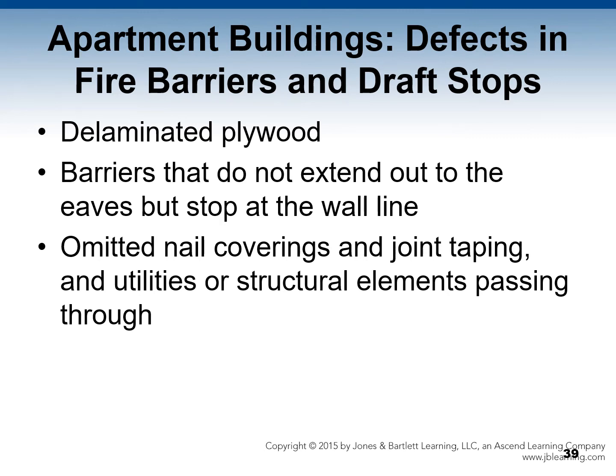There are also defects in fire barriers and draft stops, and a fire can delaminate and raise up plywood so the fire passes more easily. The barrier does not extend out to the eaves, but stops at the wall line, thus allowing the fire to go around. Omitted nail covering and joint taping, which we talked about before, utilities or structural elements passing through these, doorways that are cut into fire barriers, and the use of scraps of gypsum board all affect the integrity of fire barriers as a whole.